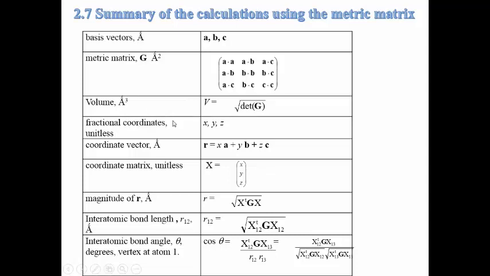The fractional coordinates of a vector are x, y, and z. The coordinate vector with those fractional coordinates is here, and the coordinate matrix, which is unitless, is these fractional coordinates in a column. The magnitude of r is equal to the square root of x transpose G x. The interatomic bond distance is this formula. And finally, the interatomic bond angle with the vertex atom as 1 will give you this formulation. Notice the 1 comes in each of the terms.